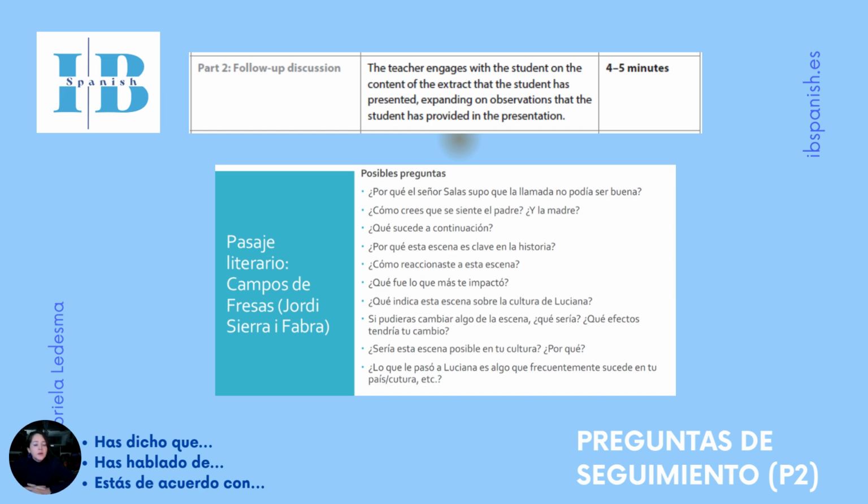After that, the second part of the exam starts. The teacher will start asking you follow-up questions for around 5 minutes, and it's going to be all about what you said during the presentation time. If you were talking about how this specific character is showing us some part of the Spanish culture, the teacher will ask you why, what do you think happens after, what is still prevalent in our times, whatever it is. But it's always follow-up questions.